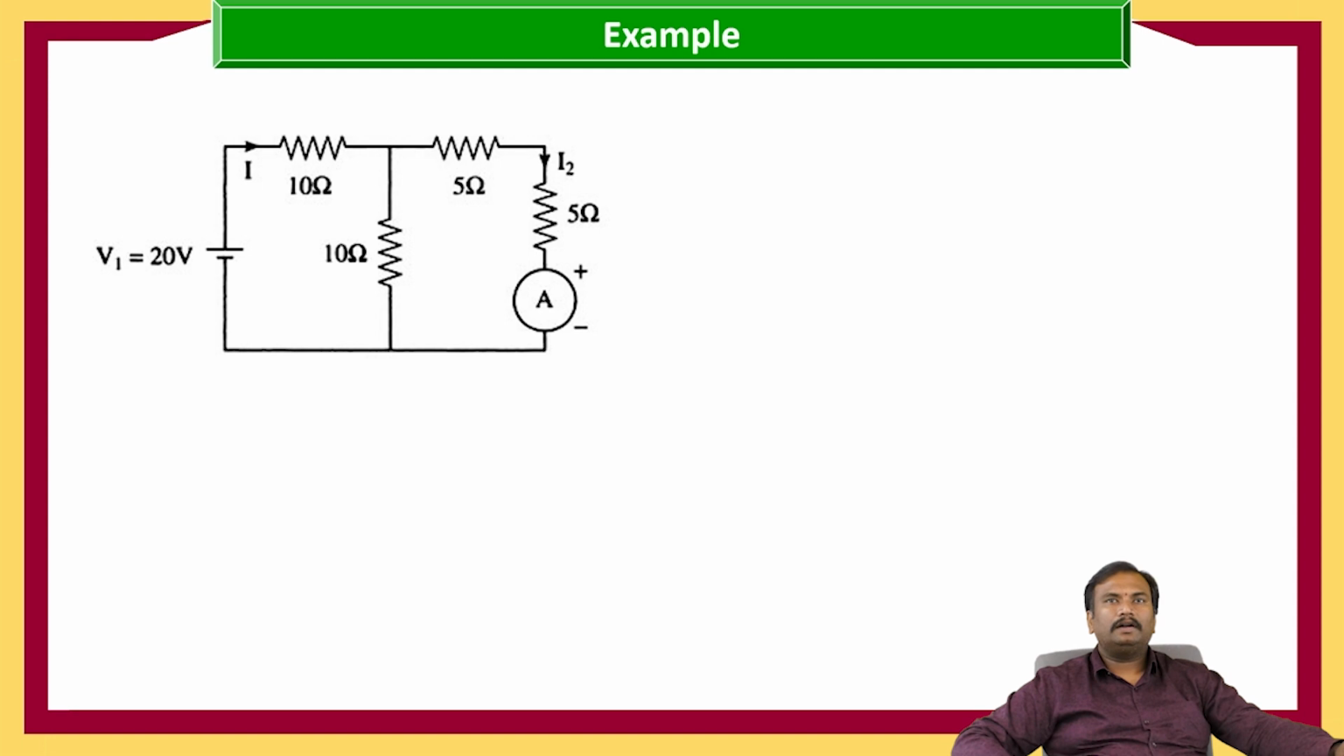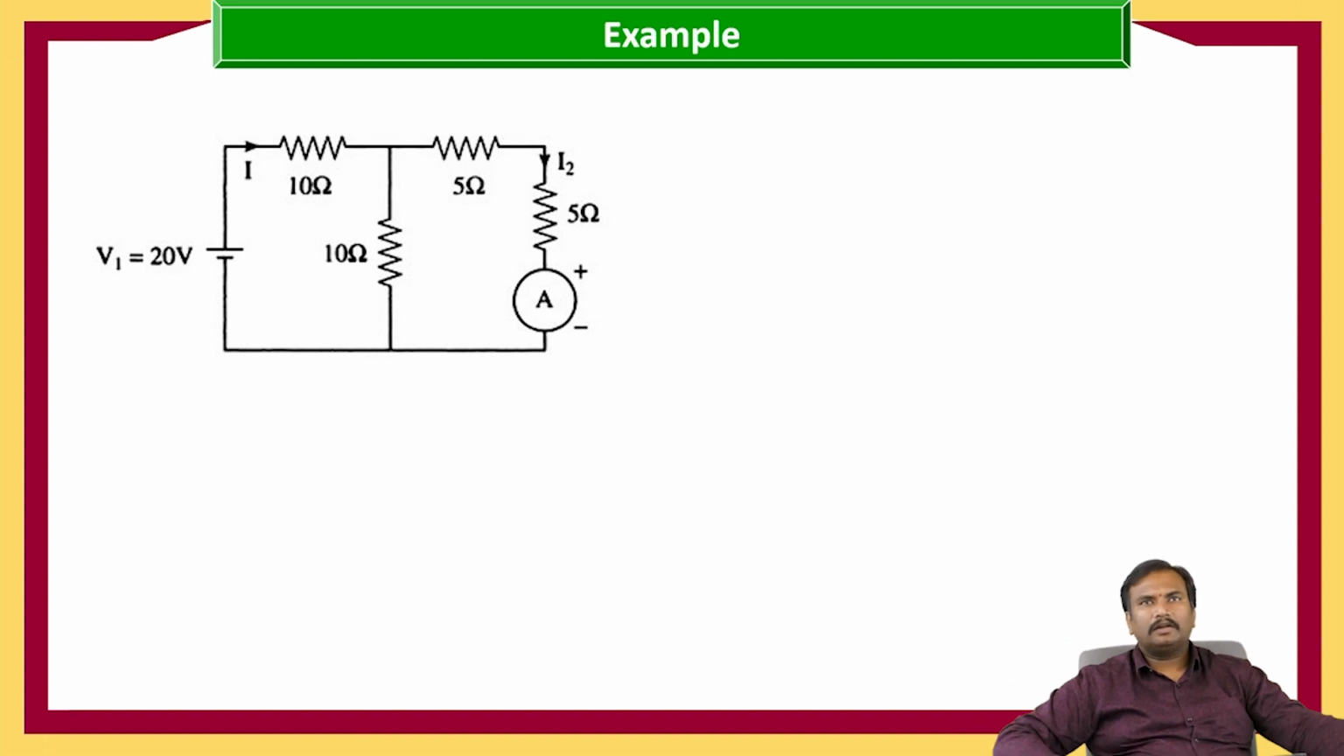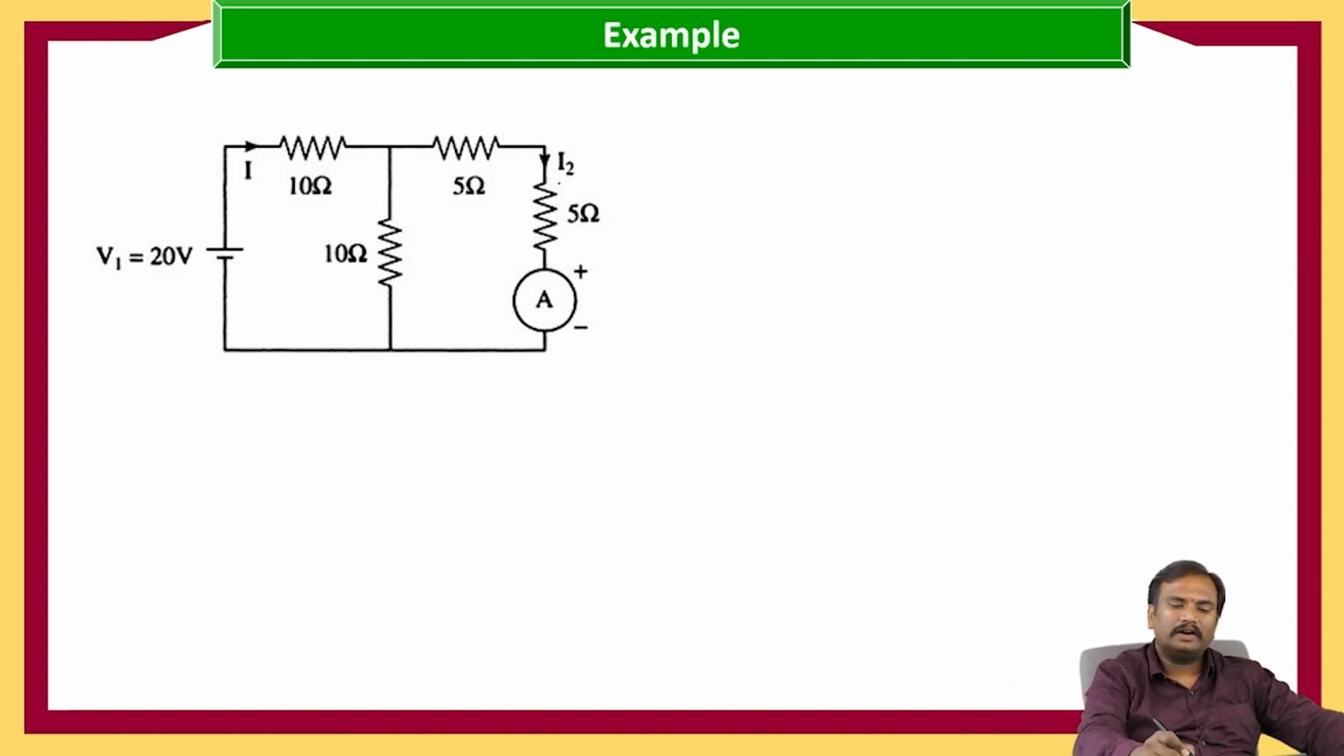Now we'll go with another example with a different combination of resistors. Here we need to calculate the current flowing through the 5 ohms, so that we can check if we interchange the positions whether we are going to get the same current or not. We are going to see. So first let us consider this current as I2.